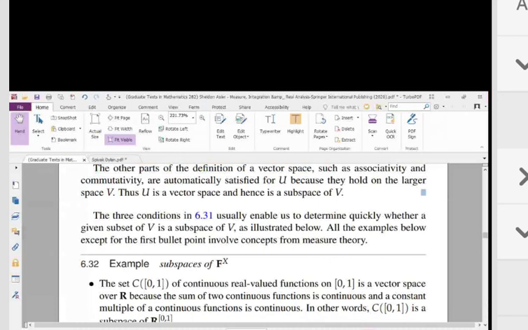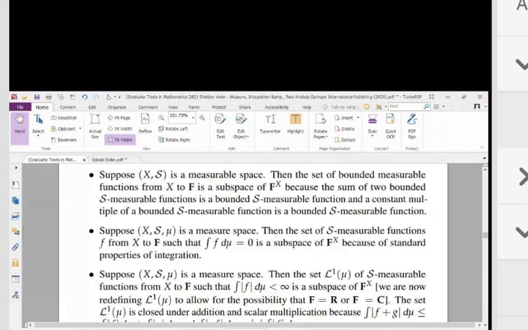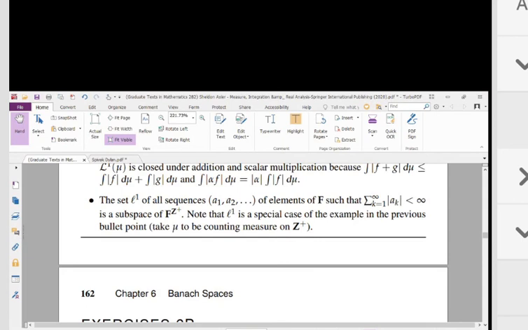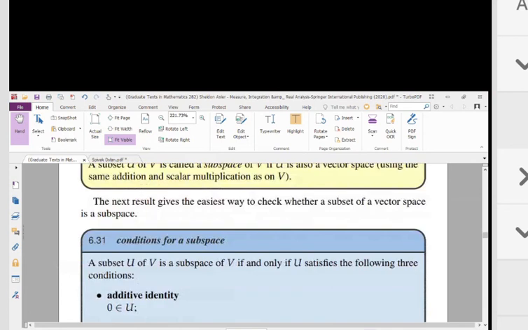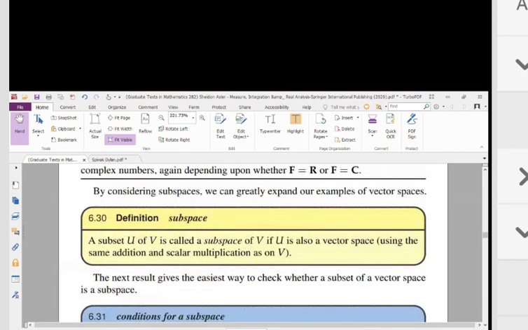And we have the definition of subspace. Let me continue in the next session with the definition of subspace and other definitions.